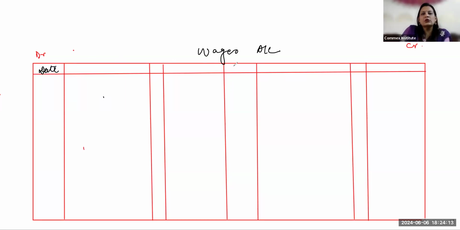So the first column is the date column always. Next is the particulars column.